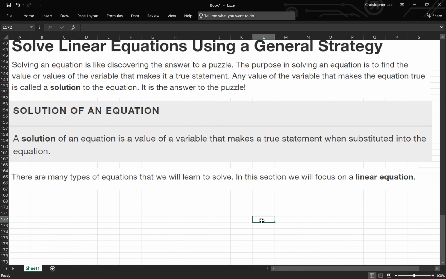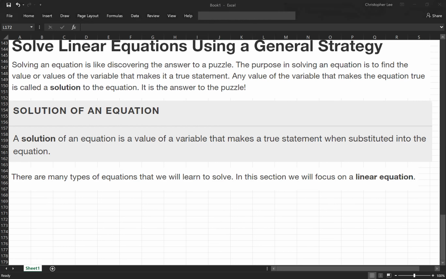All right, there are many types of equations that we will learn to solve. In this section, we'll focus on linear equations, right? So we've got to remember that word, linear equations. Let's take a look at what a linear equation is.